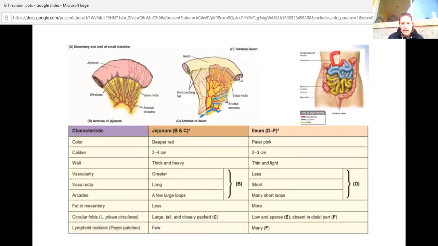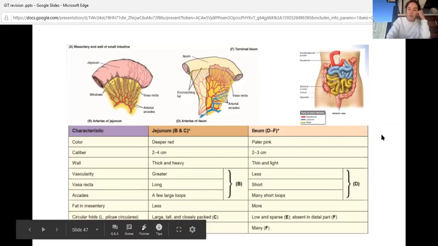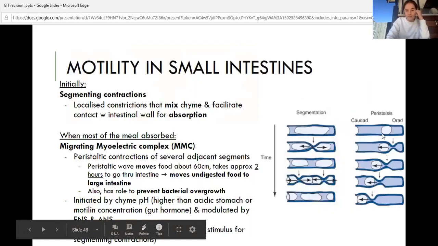And so it's paler. And I think Charlotte remembered a giraffe is the jejunum or something like that. Sorry. Jejunum is like a giraffe, so it's longer. And then it was something like the ileum was an elephant. But I just remember the giraffe one. So it's long vasa recta.